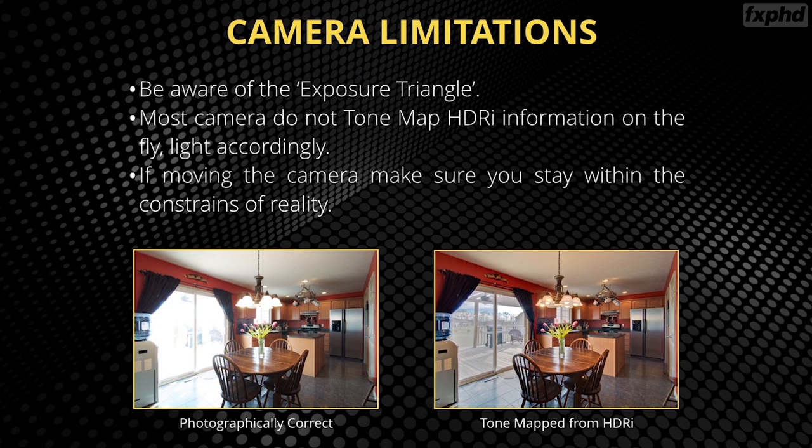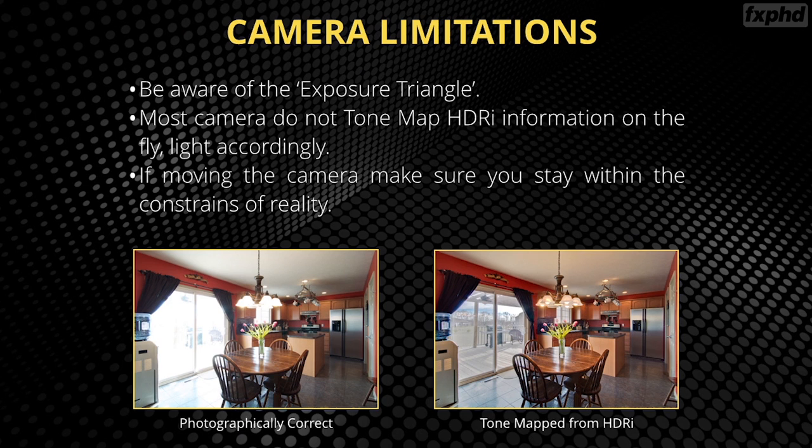Also, we need to be aware that most cameras do not do tone mapping of high dynamic range information on the fly. So if you look at the two images below, the one on the right has been tone mapped. It's basically taken multiple exposures and used the tone mapping technique in order to get the outside windows and the lights above the table to look really nice, while the inside of the room also looks nice.